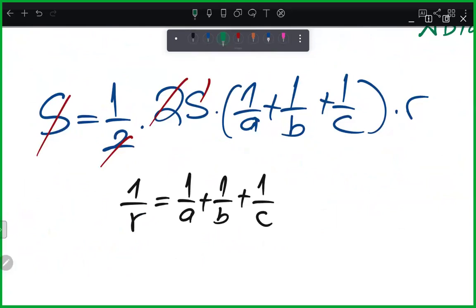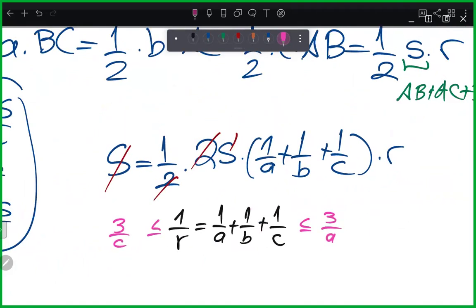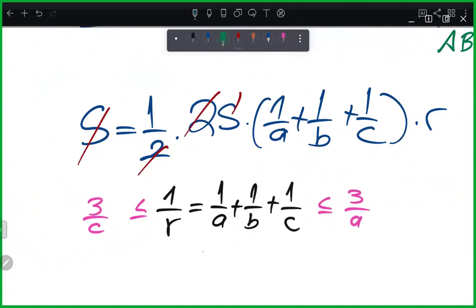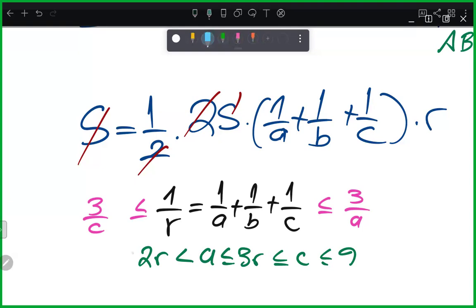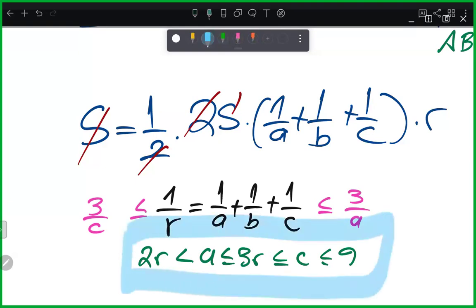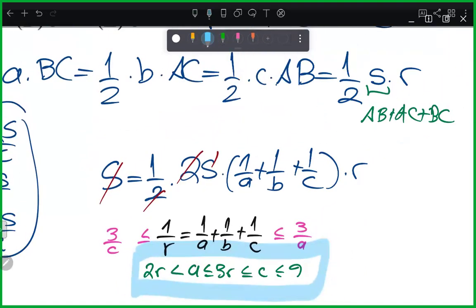And we can obtain other inequalities from here. So 1 over R is greater than or equal to 3 over C, and less than or equal to 3 over A. Since A is the smallest and C is the largest, from here we obtain A is less than or equal to 3R is less than or equal to C. Okay, and we also know that C is less than or equal to 9, and A, from previous inequalities, is greater than 2R. Okay, so this is the nice inequality that we can use in our casework analysis, right?